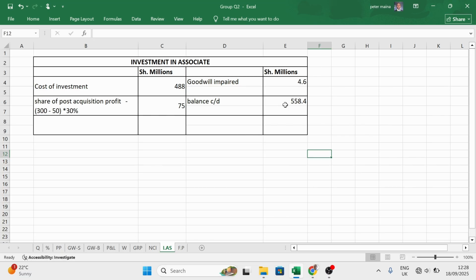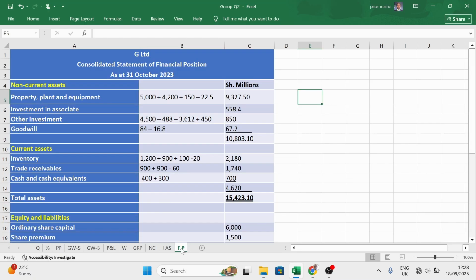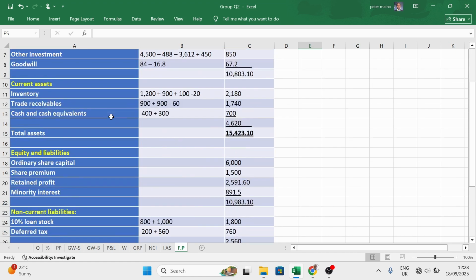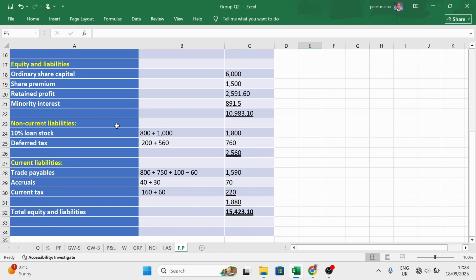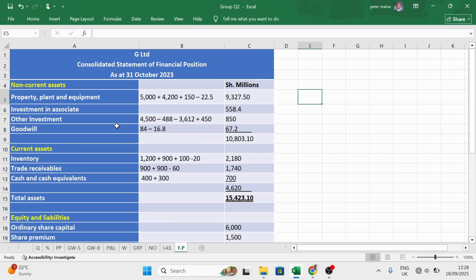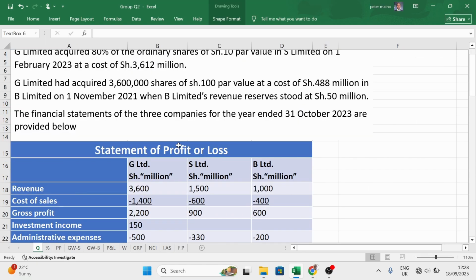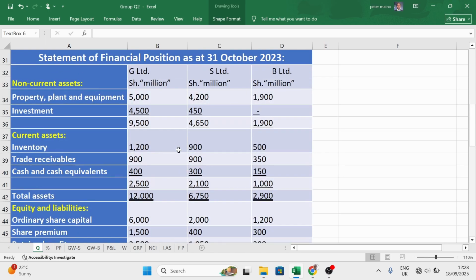So we have finished all the workings. The last thing is now to prepare the consolidated statement of financial position. And here we have it. It is not very complicated. The format we are using is the same format as given in the question, with a few items added. So let us go back to the question and look at the statement of financial position that was provided. Under non-current assets, we had only two items: property, plant and equipment, and investment.